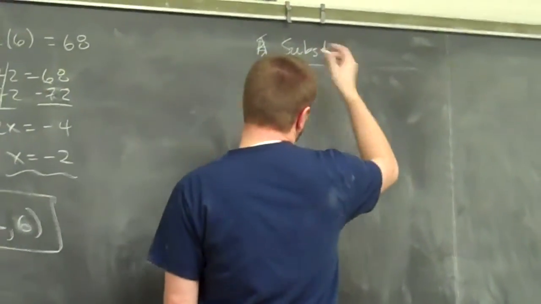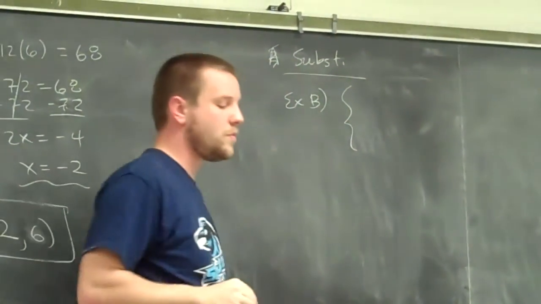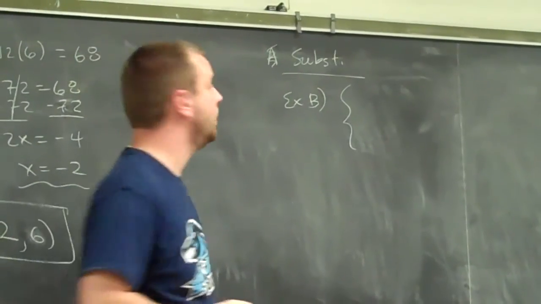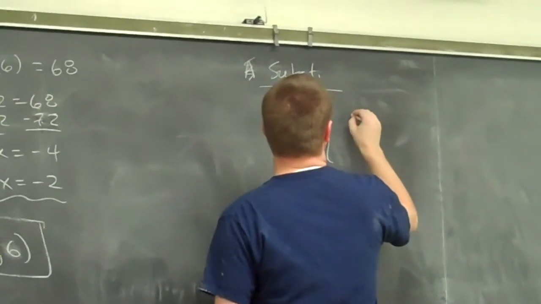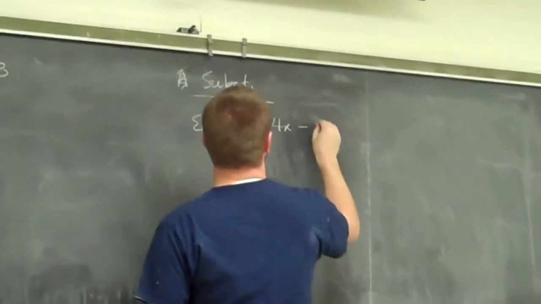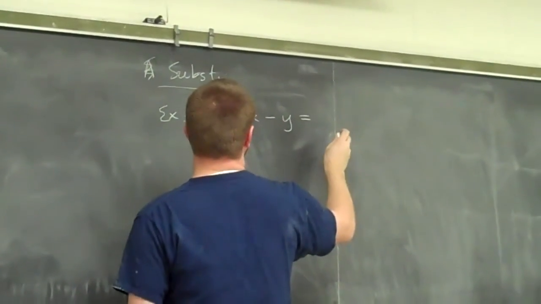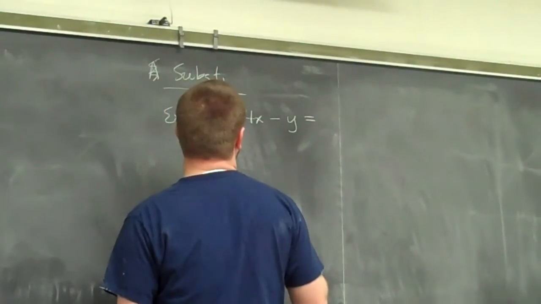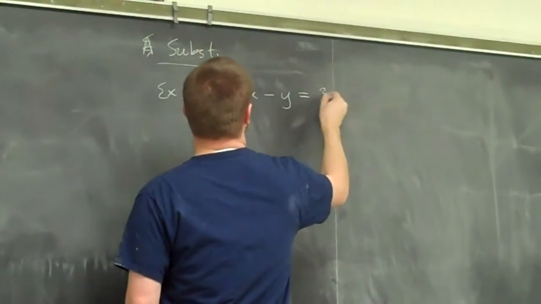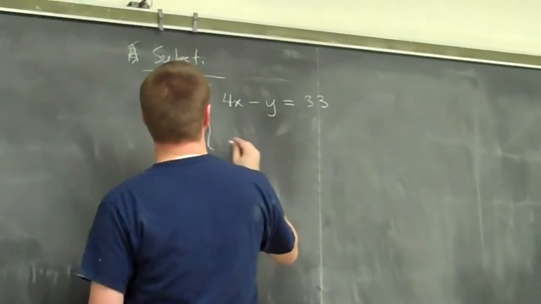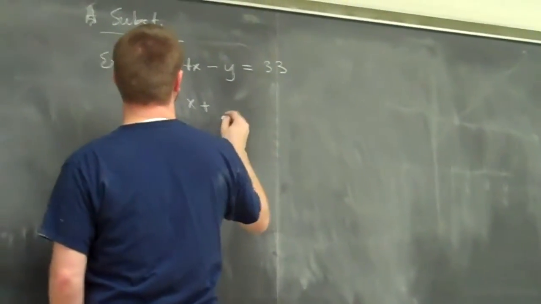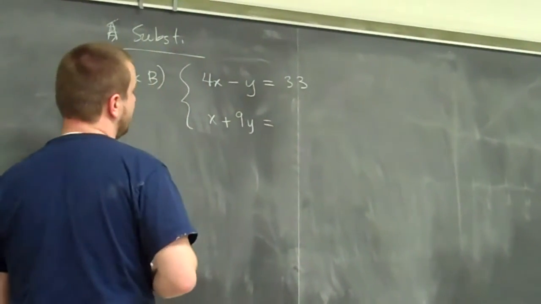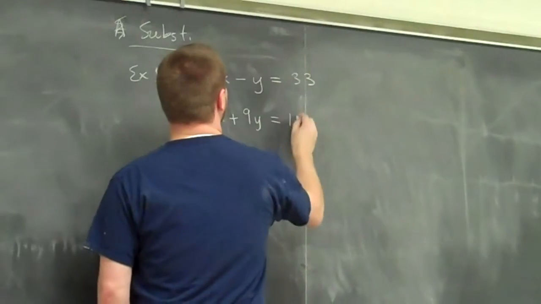So, example B. What are we going to do? We're going to do 4x minus y equals 33. And we're going to do x plus 9y equals 110.